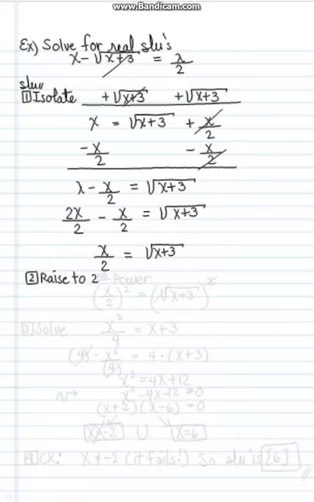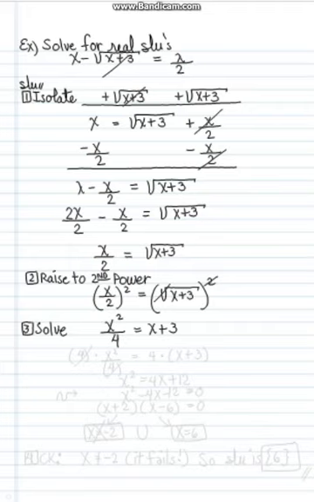Step 2, raise both sides to the power of the index. The index is the invisible 2 in the hook of the radical. So we're raising both sides of this equation to the second power. We're using parentheses to show we're raising the entire side. The radical on the right is eliminated, and we get x squared over 4, because we square x over 2 times x over 2, equals x plus 3.